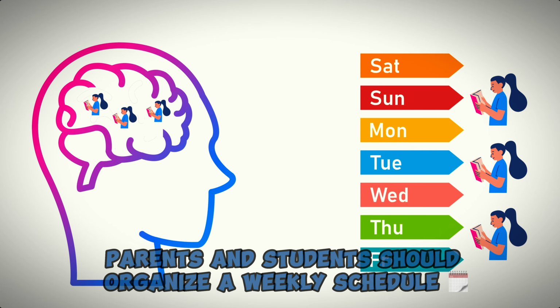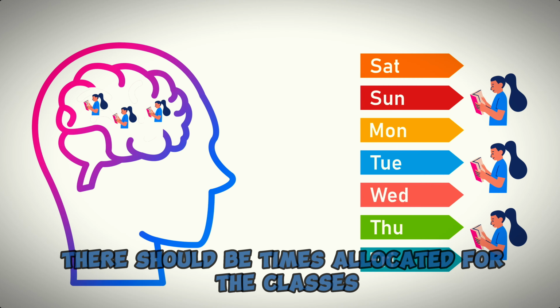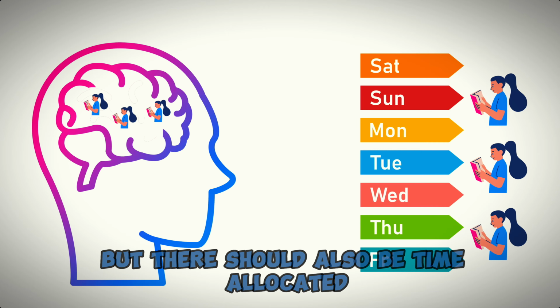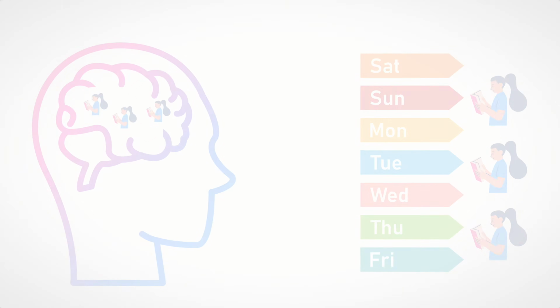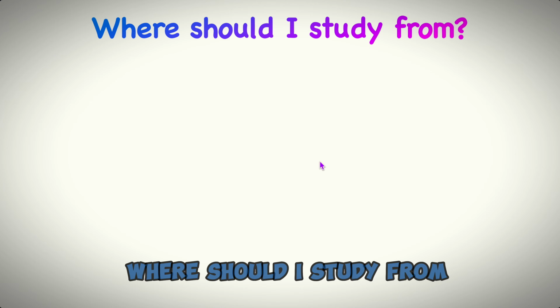For that reason, parents and students should organize a weekly schedule. During that weekly schedule, there should be times allocated for the classes, but there should also be time allocated for revision sessions. Try to have revision sessions for each subject separate all along the week. Many students ask this question: where should I study from?